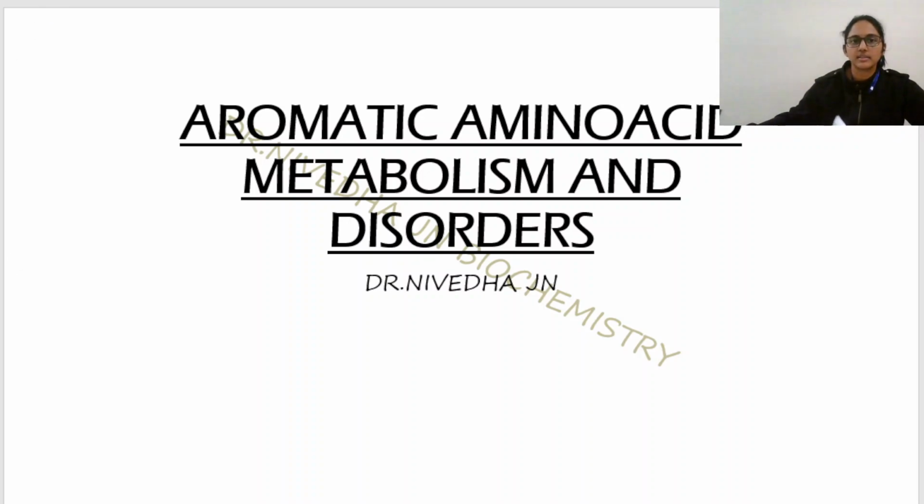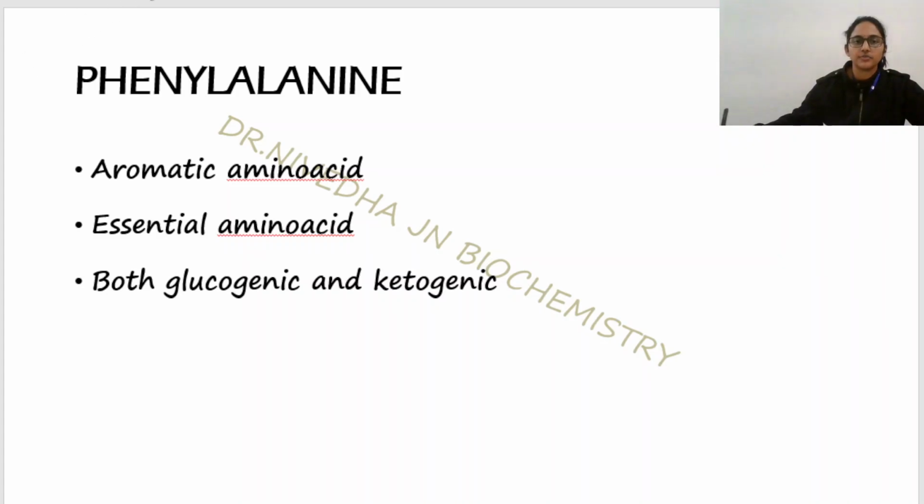Good evening all, and this is about aromatic amino acid metabolism and its disorders. Now the first, what are the three aromatic amino acids? They are mainly phenylalanine, tyrosine and tryptophan, right? So we'll start with phenylalanine.